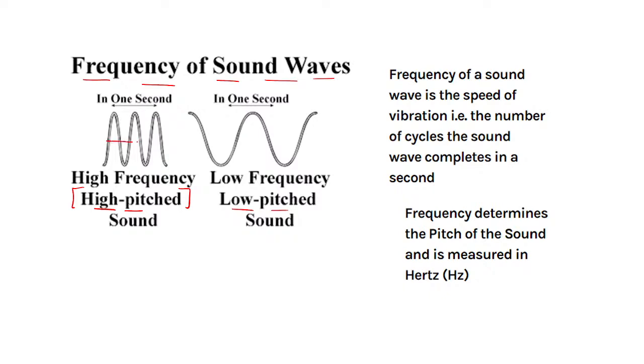In this diagram, how many crests are there? 1, 2, 3. In this diagram, one complete, half and half, another complete, so 2 crests. This one has just 2, whereas this one has 3 crests. That means this is a high frequency sound wave, and that is a low frequency sound wave. High frequency sound wave is called high pitch sound. Low frequency sound wave is termed as low pitch sound.